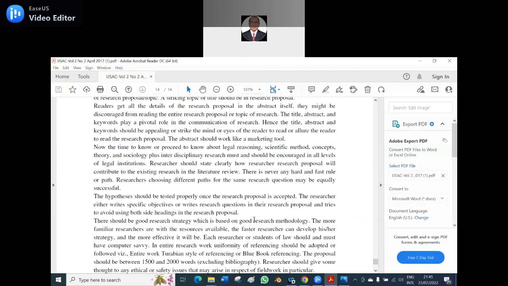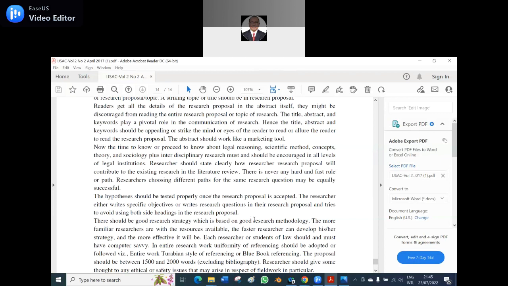In the research proposal, write either specific objectives or research questions, and try to avoid using both headings. I mean, in the research proposal, don't write both research questions and hypothesis. You use only one. That is a very good way of writing.